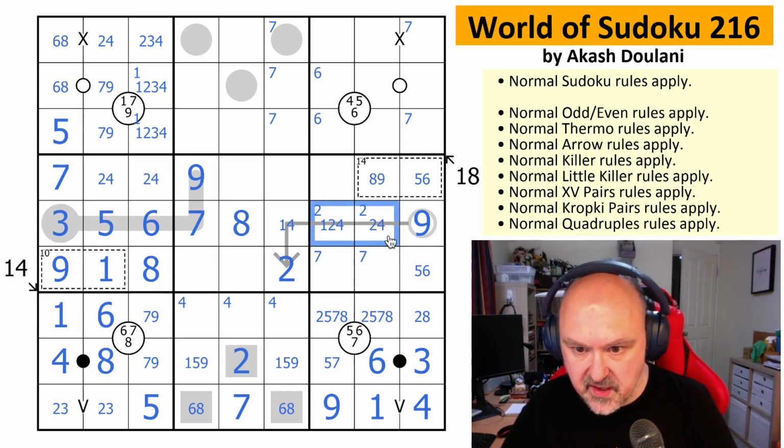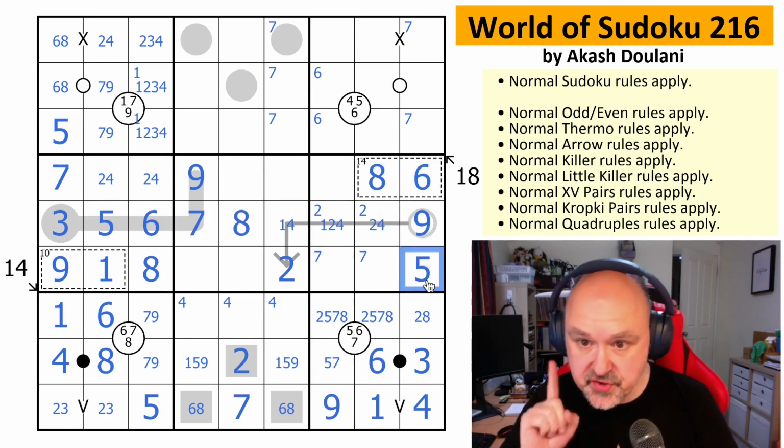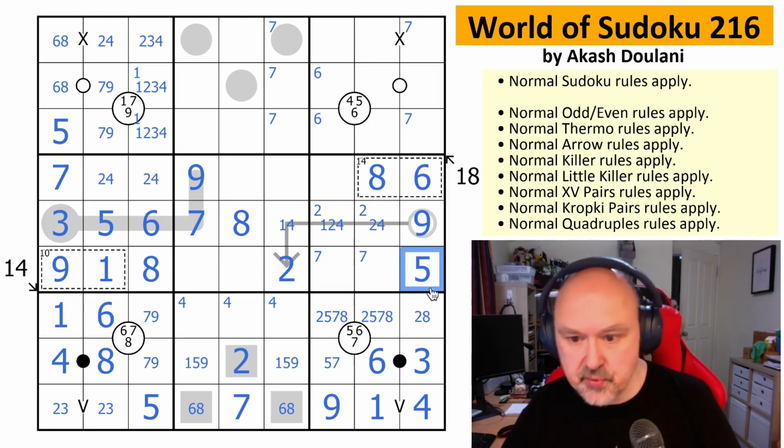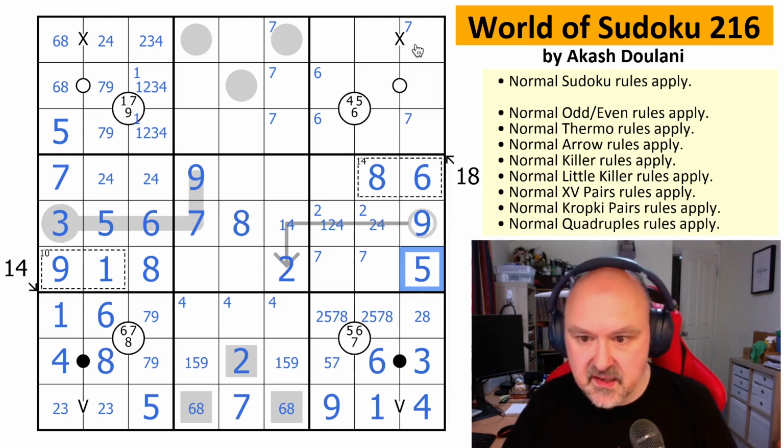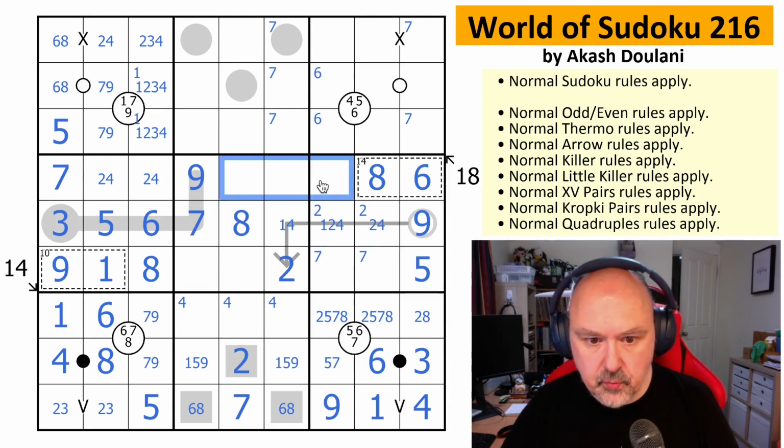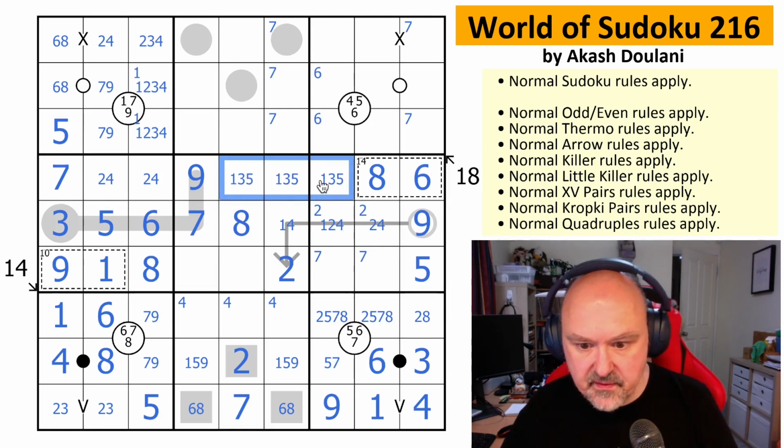There must be a 2 in there. That makes this an 8. 8 and 6 get me to 14, which makes this a 5. Push the right buttons. Must push the right buttons or you'll end up doing something stupid. This is a triple. 1, 3, 5. That can't be a 5.